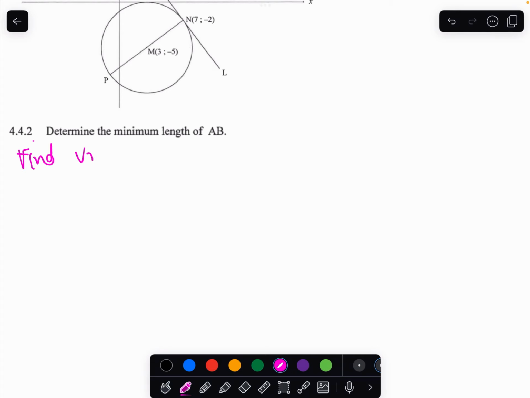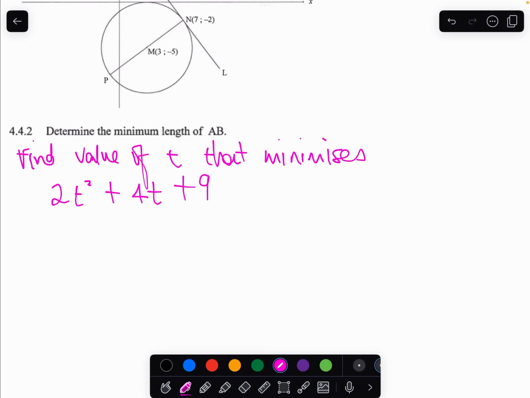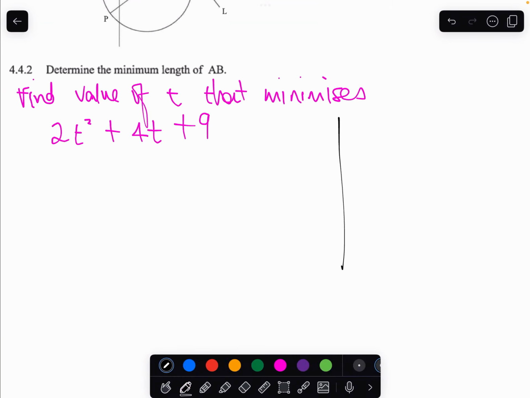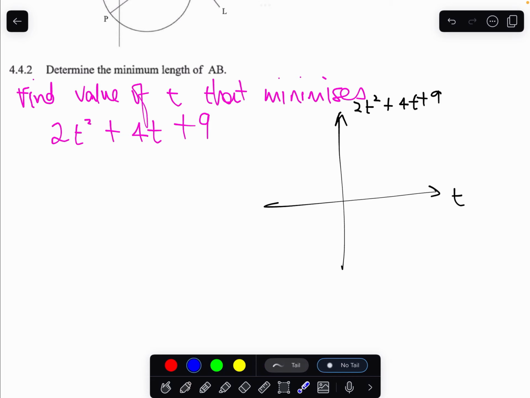Find the value of t that minimizes that expression, 2t squared plus 4t plus 9, right? So if we look at the value of 2t squared plus 4t plus 9 versus whatever value of t we choose, that is obviously going to have a parabola relationship, right? So it's going to be a happy parabola because of that coefficient.